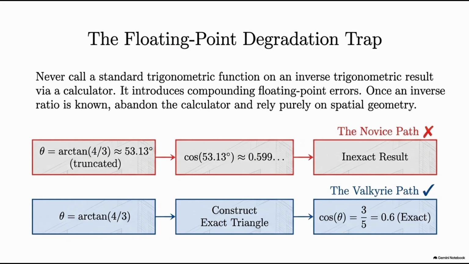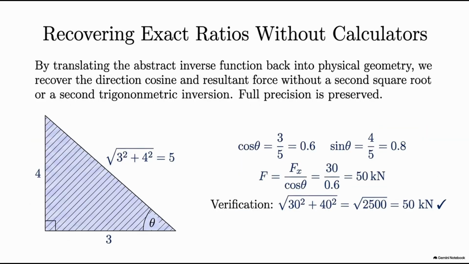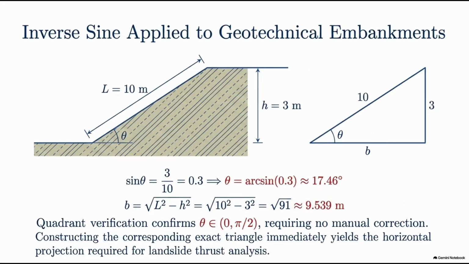5 right triangle directly identifying the cosine as 0.6. Dividing the horizontal force by this cosine gives a total resultant cable force of 50 kilonewtons. Example 4 considers slope stability on an excavation face with a vertical height difference of 3 meters and a total slope length of 10 meters.